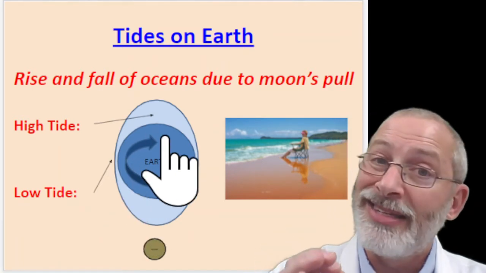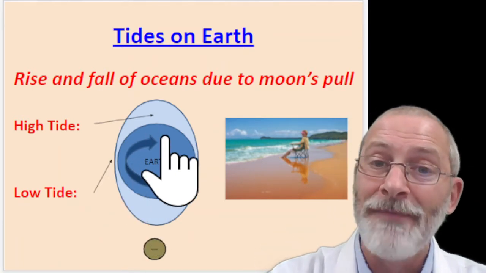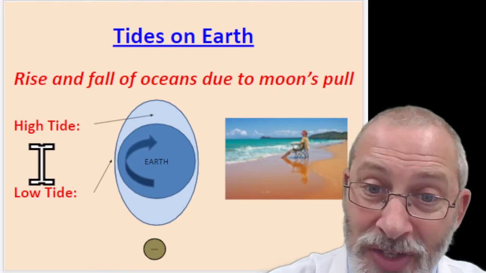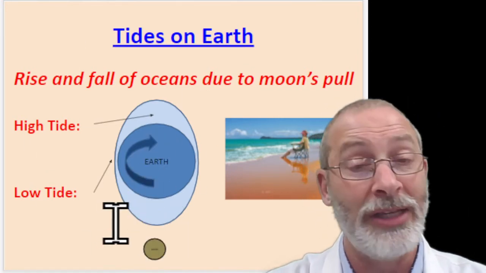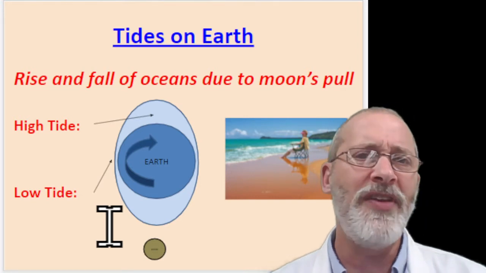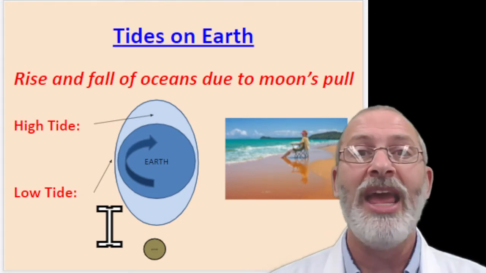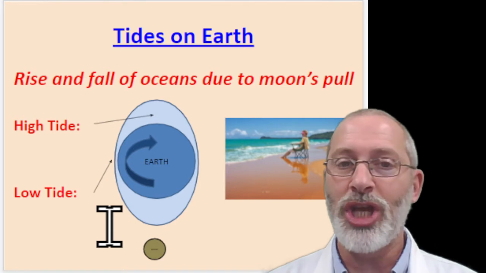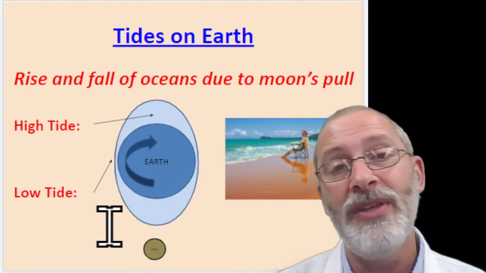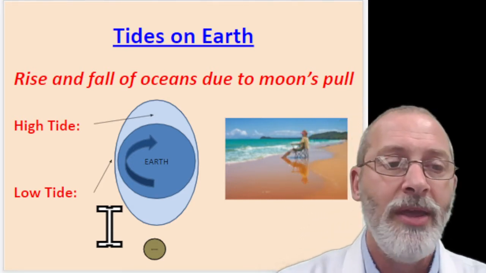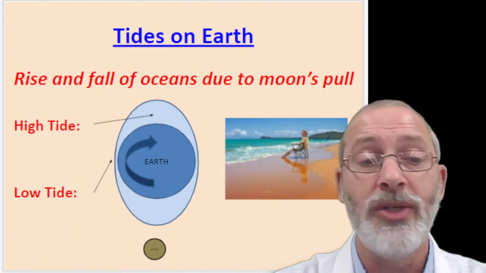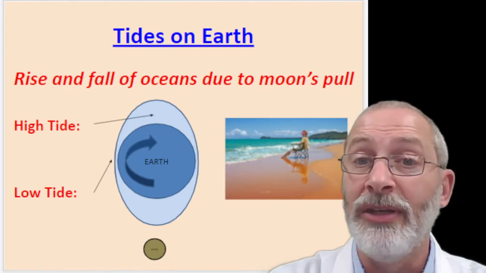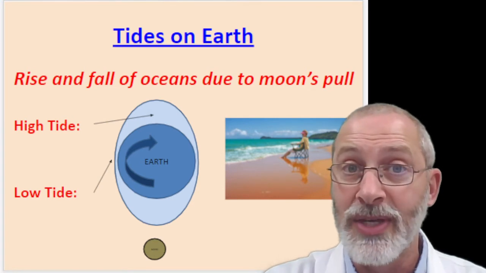Now, it's not exactly that because we're also moving around the sun and the moon is moving around the Earth. And so there's about a 50-minute lag period every day. So there's a change in the time of the tides every day of about 50 minutes, depending upon where you are. But this basically describes the tides on the Earth on a daily basis.